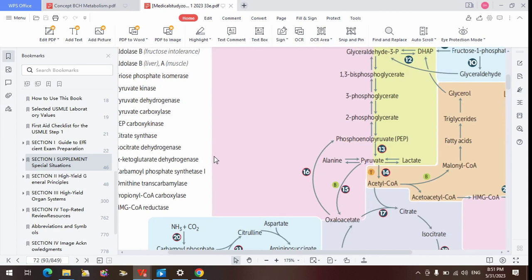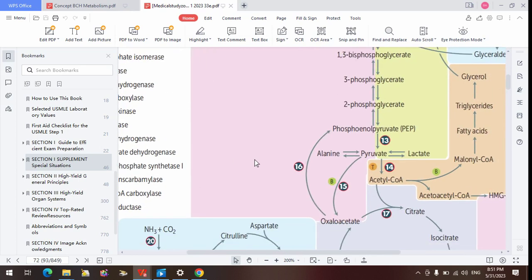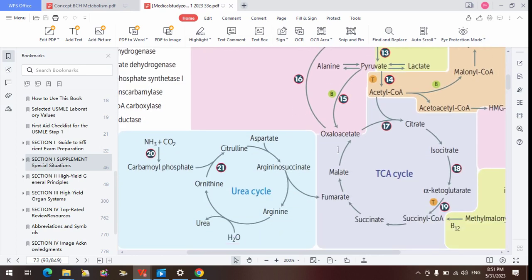One thing I want you to know here is the conversion of malate to oxaloacetate. What do you think that generates? Conversion of malate to oxaloacetate, what does it generate? Do we know what that generates? Have we talked about the TCA cycle? Yes, we have.